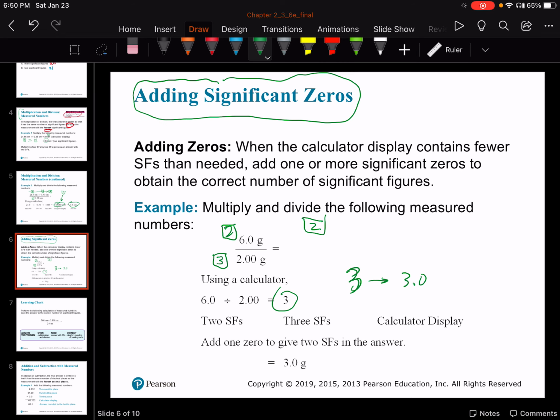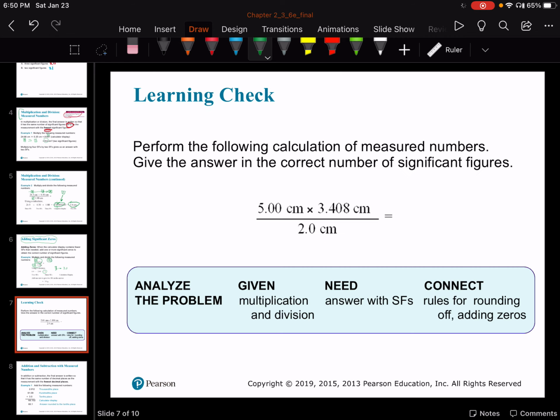And we know how many zeros we have to have because of the rules. We had 2 sig figs up here. We had 3 sig figs down here. So the answer has to have 2 sig figs. All right? Okay, so let's do another problem.